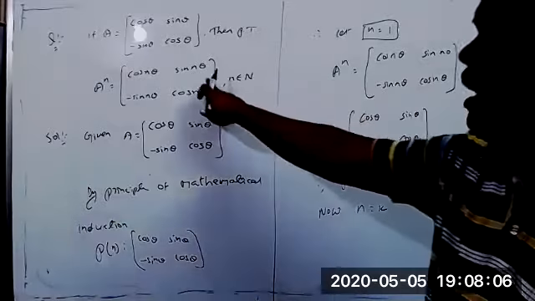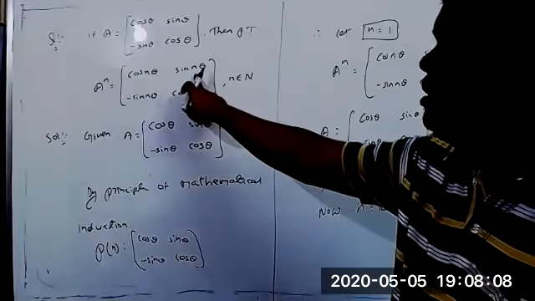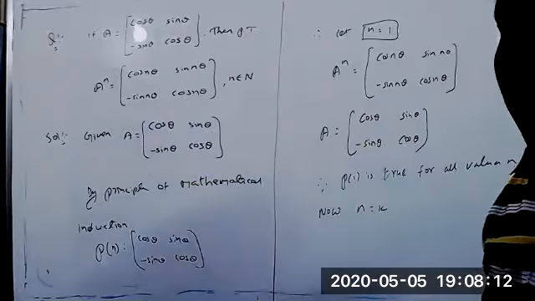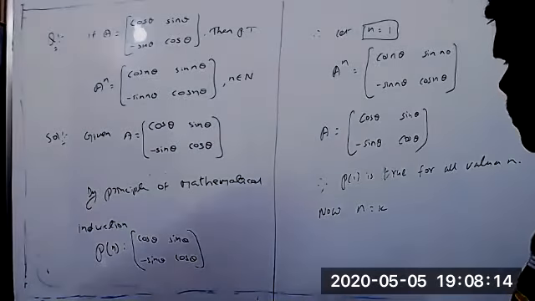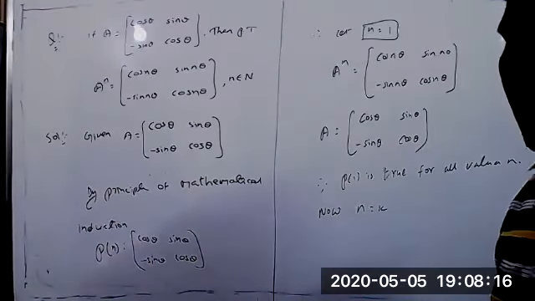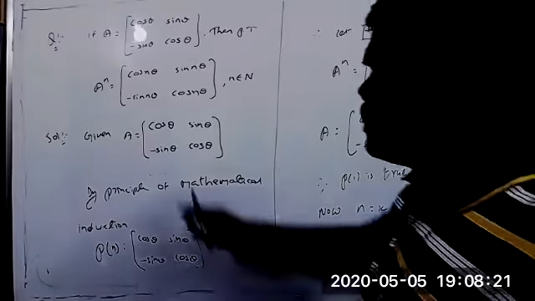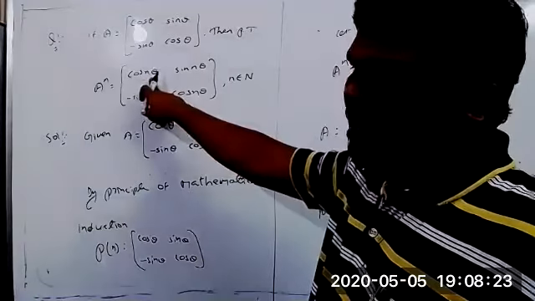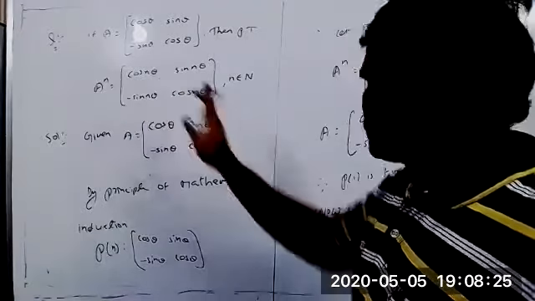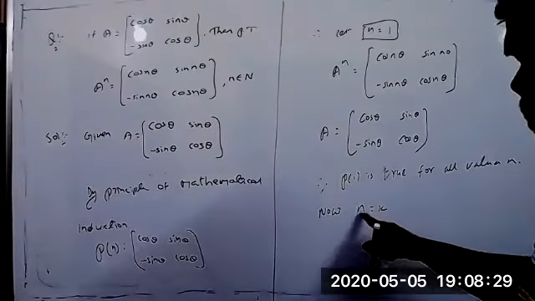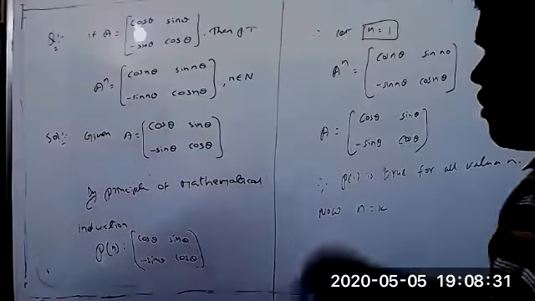It means cos k theta, sin k theta, and minus sin k theta, cos k theta. But when you take n equal to k plus 1, at that time also we have to get it compulsorily, in place of n we have to get the k plus 1 form. Now let n equal to k, and we substitute in the given formula.